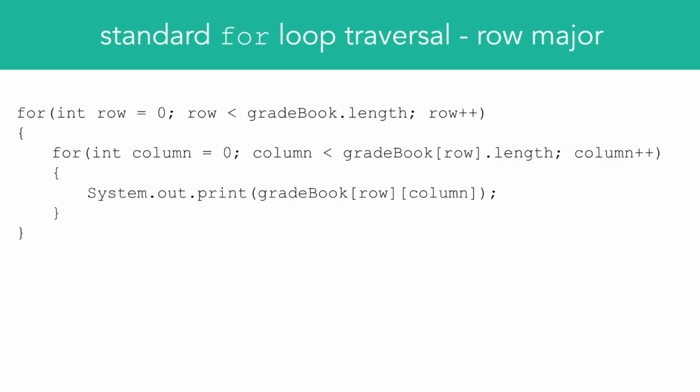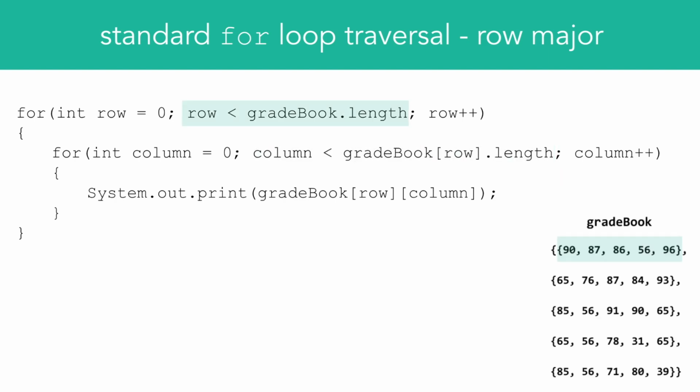We can traverse an entire 2D array by using a nested loop, a loop inside a loop. What do you notice about the boundaries in the outer and inner loop? The outer for loop iterates through each array in the 2D array, while the inner for loop iterates through each value in the current array.